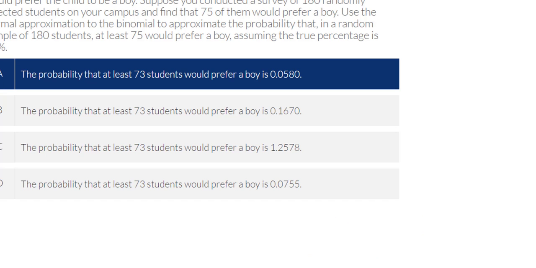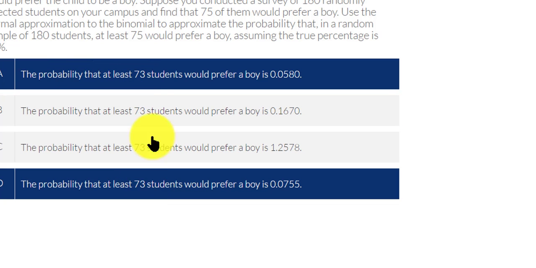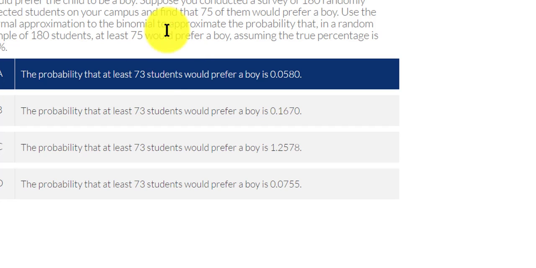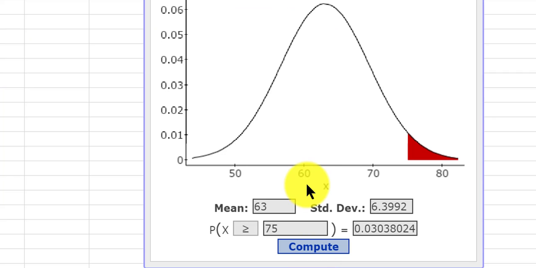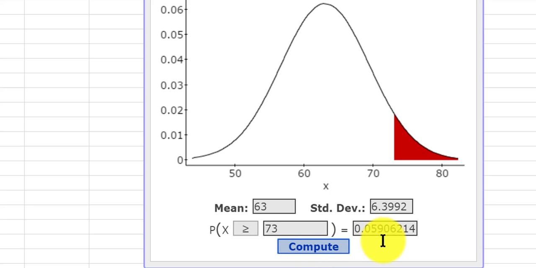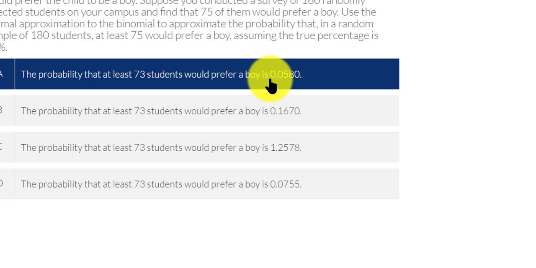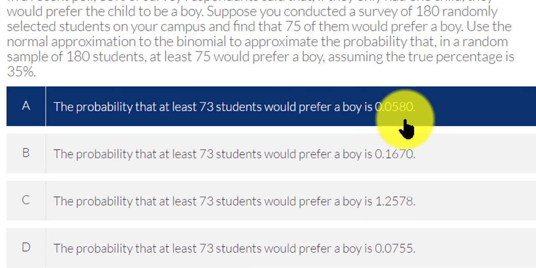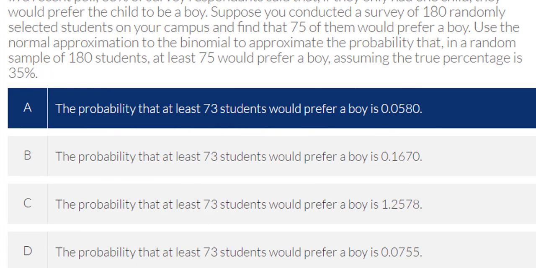The problem is, when I go to my learning path, we're talking about 75, and then when I look at my answers, it's saying, what's the probability that at least 73? So I'm going to ignore the 75 and go to at least 73. I hop back to StatCrunch and change this to 73. I press compute, and I get 0.059. And I see 0.058. I think our discrepancy is due to rounding. So this would be my answer, letter A.